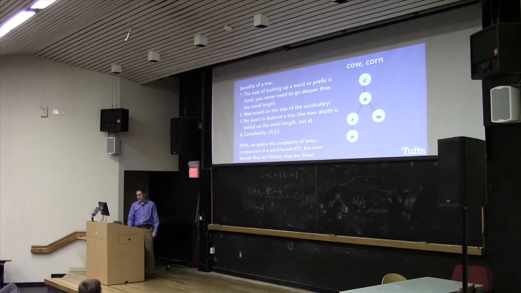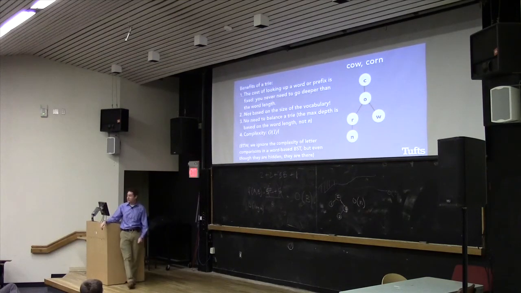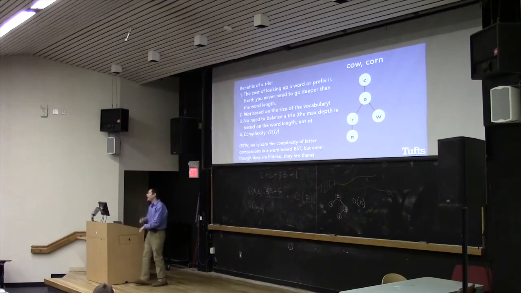I've mentioned this earlier. We're actually ignoring the complexity of letter comparisons in word-based binary search trees. You're still going to have to do the same number of comparisons for the letters, and you would have had to do those for the words too, if you were looking for the words. They're hidden.